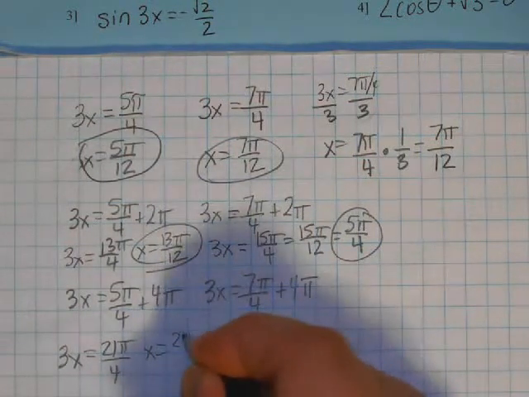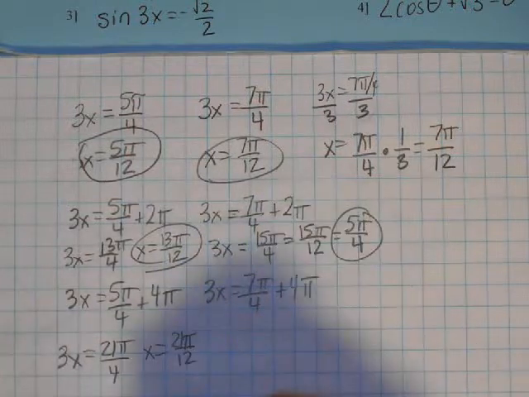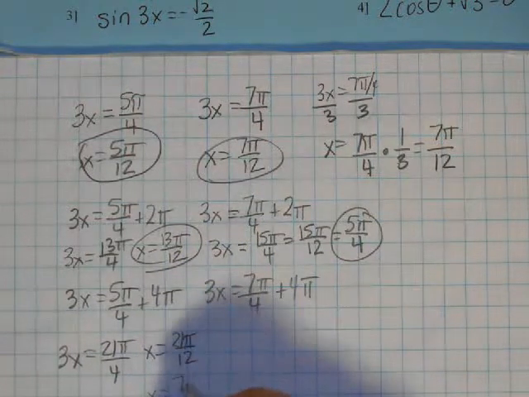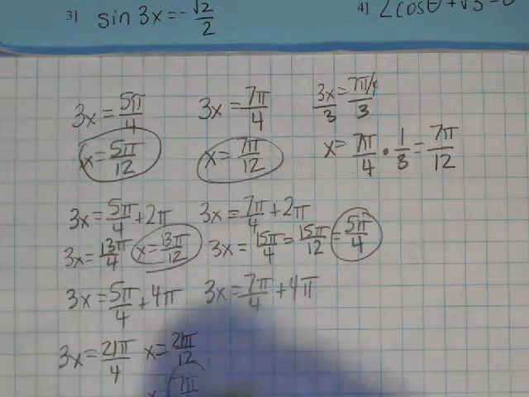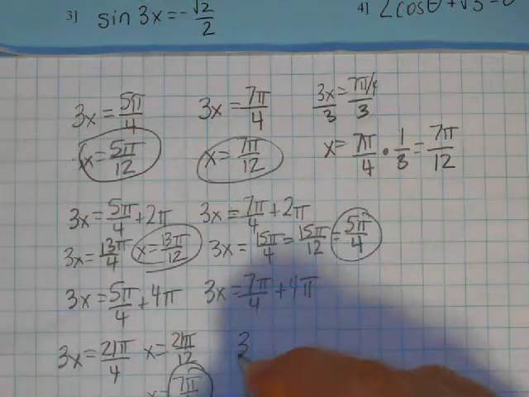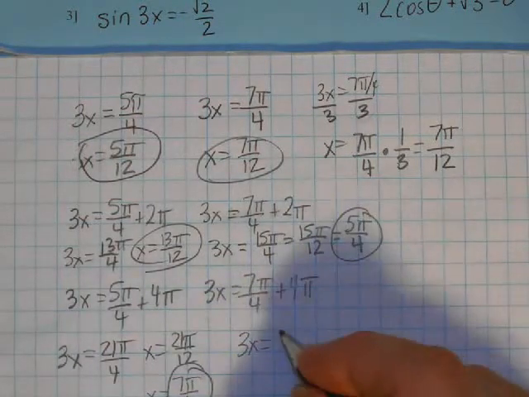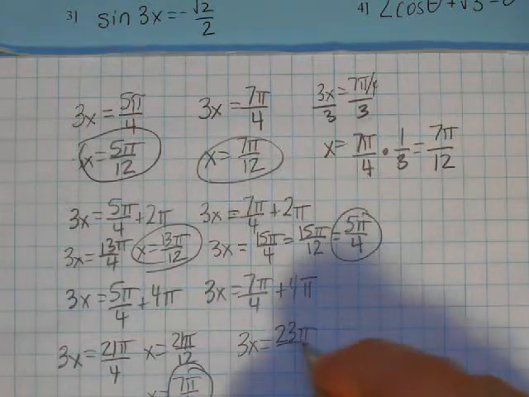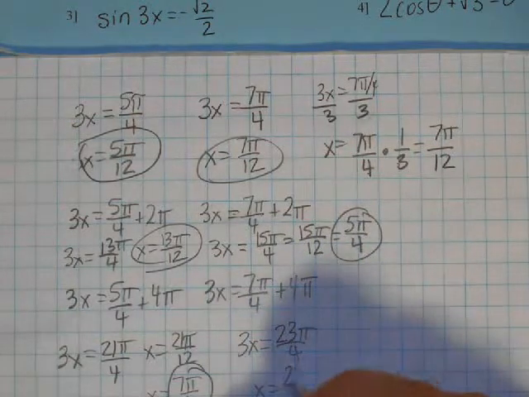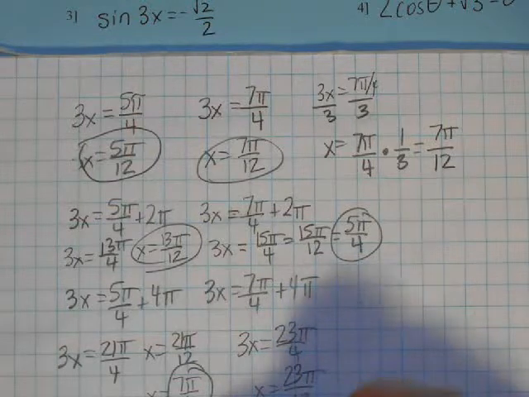X equals 21 pi over 12, or 7 pi over 4. And for the last one, I get 23 pi over 12.